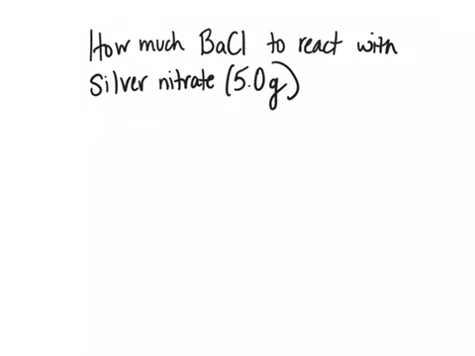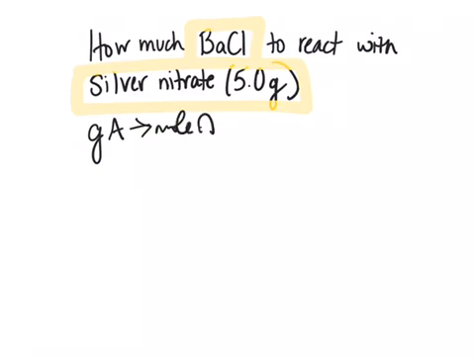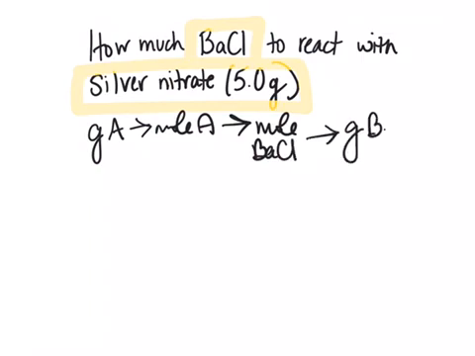the previous problem. So in the previous problem, we've got 5 grams of silver nitrate, and this time we're going to find out barium chloride. So it's going to be the same steps that we've been doing. We're going from grams of A to moles of A. Then we're going to use our mole to mole ratio to get to moles of barium chloride. And then we're going to use the molar mass of that guy, barium chloride, to find out how many grams of barium chloride that's going to make. So pause it, try it, and then check your answer.